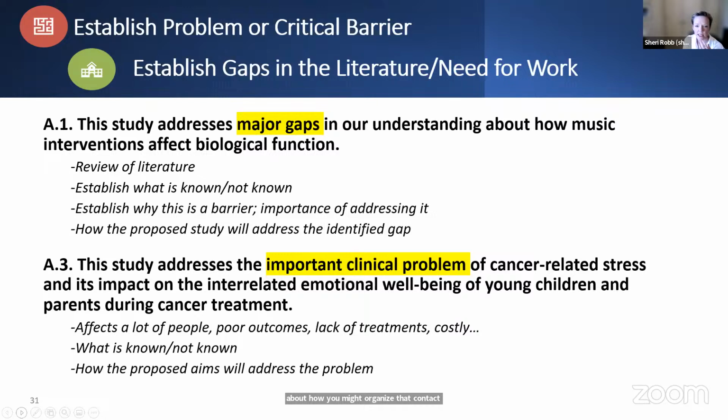Okay, so in this slide, you can see that our sections 8.1 and 8.3 were really focused on establishing the problem or critical barrier to research in the field that our team wanted to address through this proposed trial. As Julene mentioned, a lot of times you want to include statistics on the numbers of people affected, the outcomes, the costs, really establishing the urgency of the problem and how it's impacting people. I didn't provide the full text, but you can see some bullets where, within each section, you're going to offer a review of literature. You're going to establish what we know and what we don't know. We want to establish why this is a barrier, why it's important that we address it, and how our proposed study is going to address the gap that you've just established.